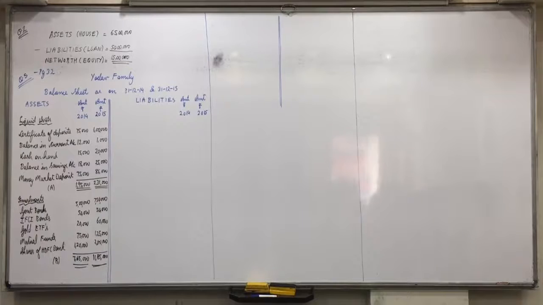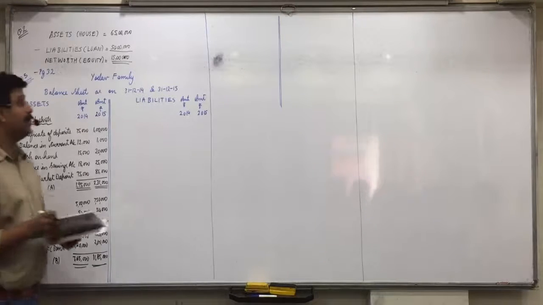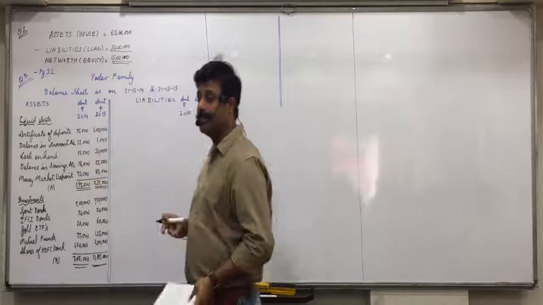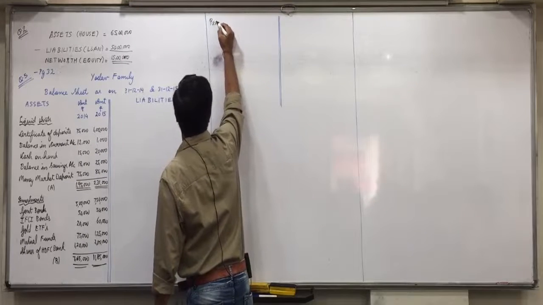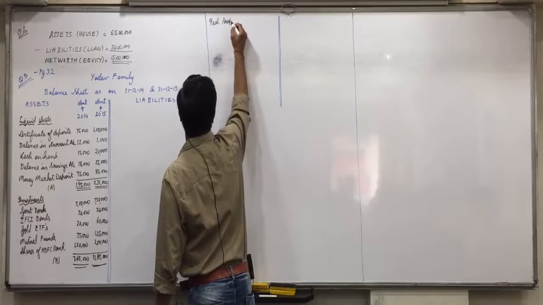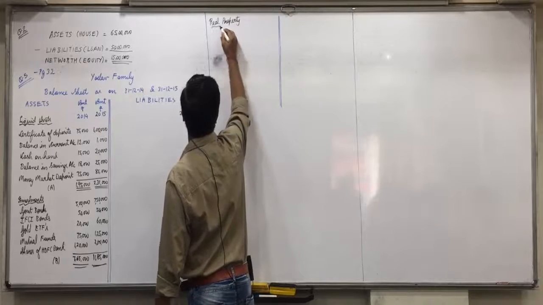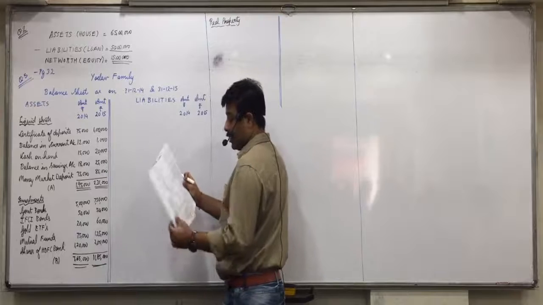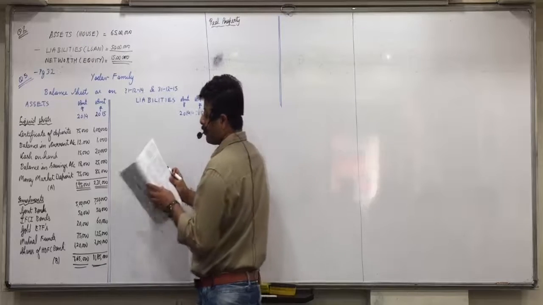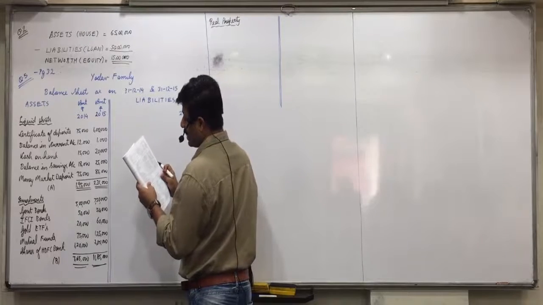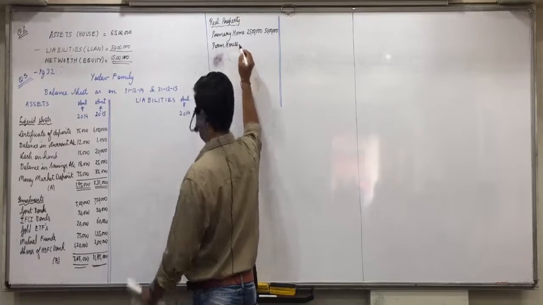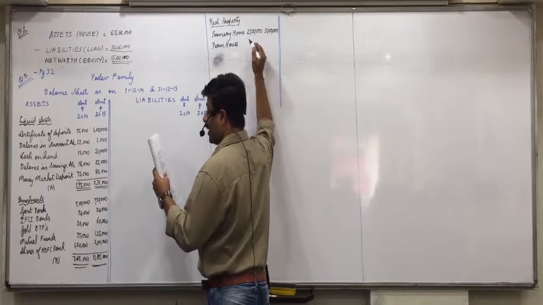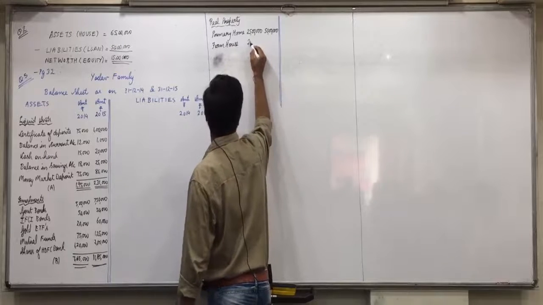Did everyone understand this? Then, Ankita, after investments, real property. In that, primary home, 25 lakhs, and farmhouse, 20 lakhs and 40 lakhs.